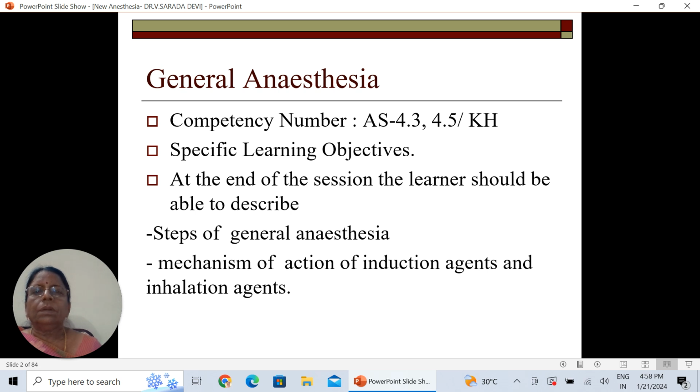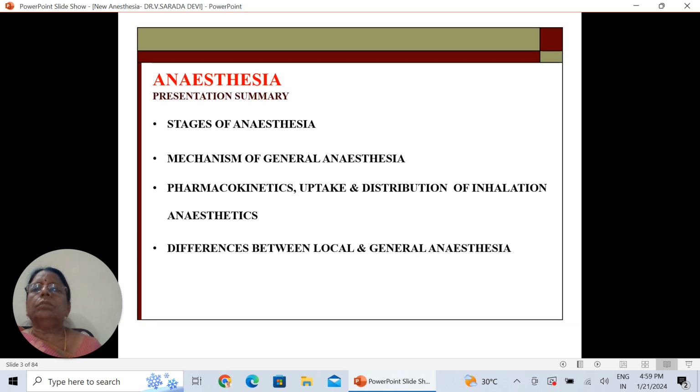At the end of the session, the learner should be able to describe steps of general anesthesia, mechanism of action of induction agents and inhalational agents. I am going to present stages of anesthesia, mechanism of general anesthesia, pharmacokinetics, uptake and distribution of inhalational anesthetics, and difference between local and general anesthesia.